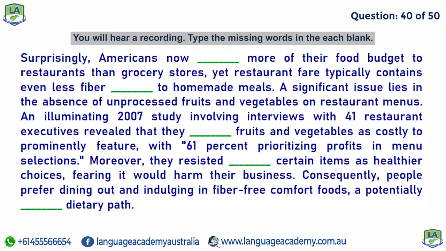An illuminating 2007 study involving interviews with 41 restaurant executives revealed that they perceived fruits and vegetables as costly to prominently feature, with 61% prioritizing profits in menu selections. Moreover, they resisted labeling certain items as healthier choices, fearing it would harm their business. Consequently, people prefer dining out and indulging in fiber-free comfort foods, a potentially perilous dietary path.